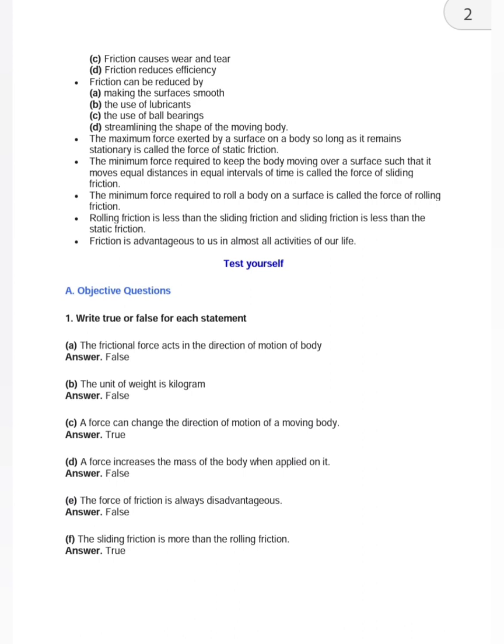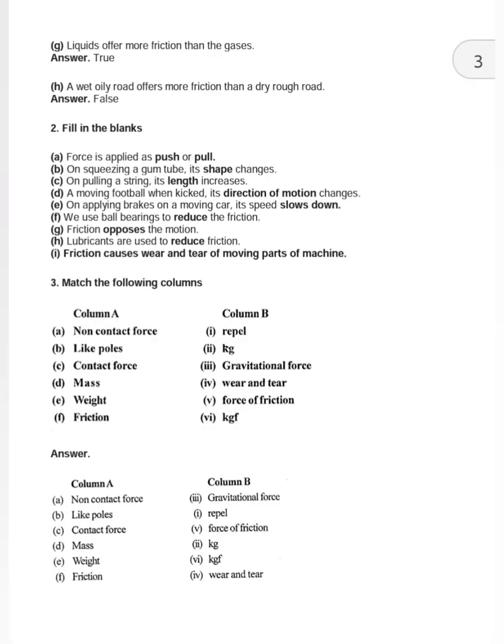Answer is false. C. A force can change the direction of motion of a moving body. Answer is true. D. A force increases the mass of the body when applied on it. Answer is false. E. The force of friction is always disadvantageous. Answer is false. F. The sliding friction is more than the rolling friction. Answer is true.